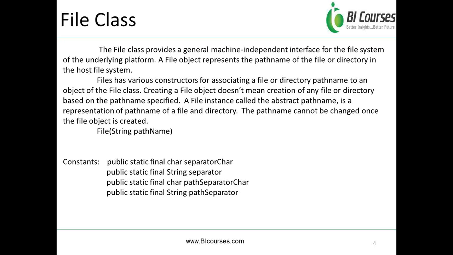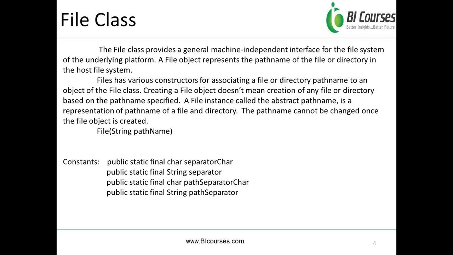A file object represents the path name of a file or directory of the host file system. File has various constructors for associating a file or directory path name to an object of the File class. Creating a file object doesn't mean creation of any file or directory based on the path name specified. If we have a test.txt file in the C drive, you can give the file path in the file object, but it doesn't mean that it will create a new file.